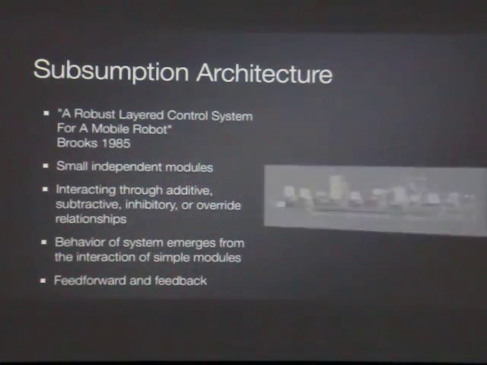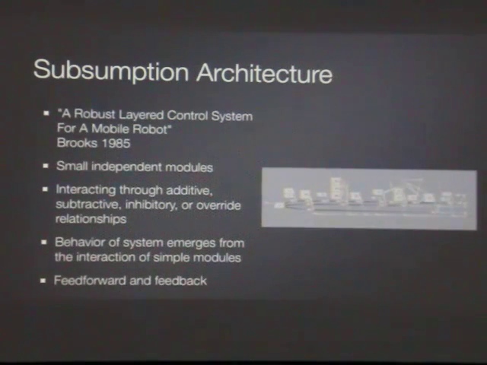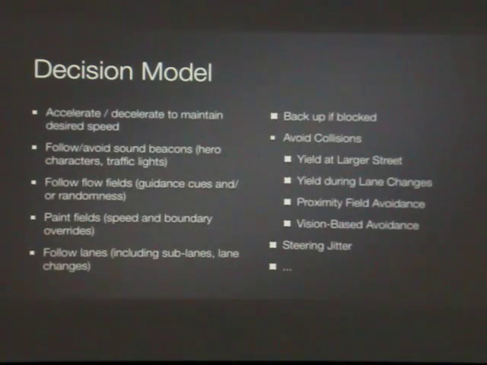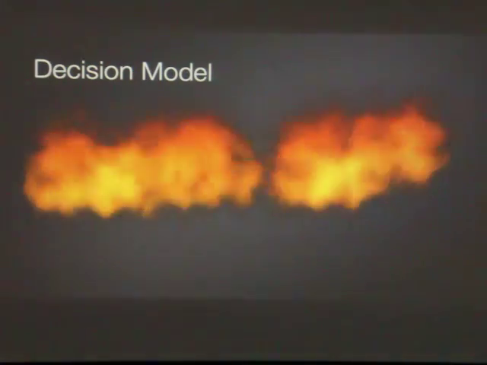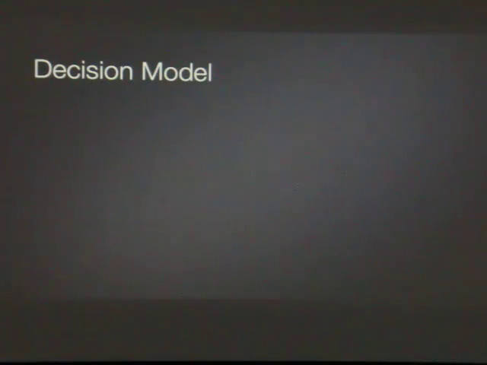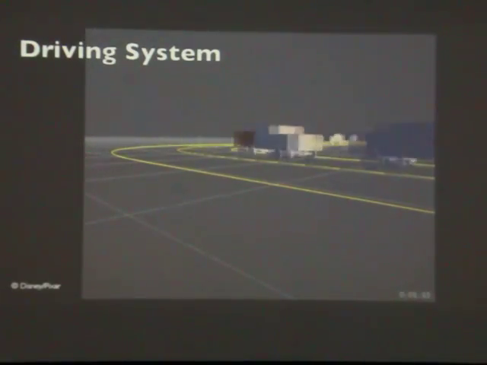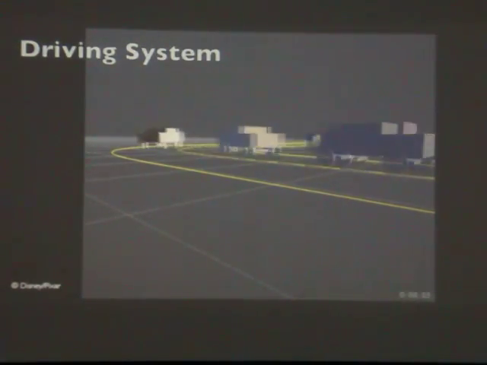The main idea is one behavior subsumes another. So we have this list of modules in our robots, where each behavior can subsume the other at a different intensity. The decision model we used was based on time till impact, and it looks like this. We created a driving system. They're all going along their lanes.